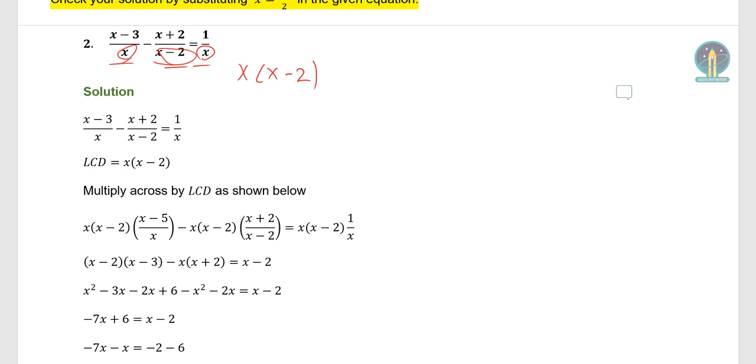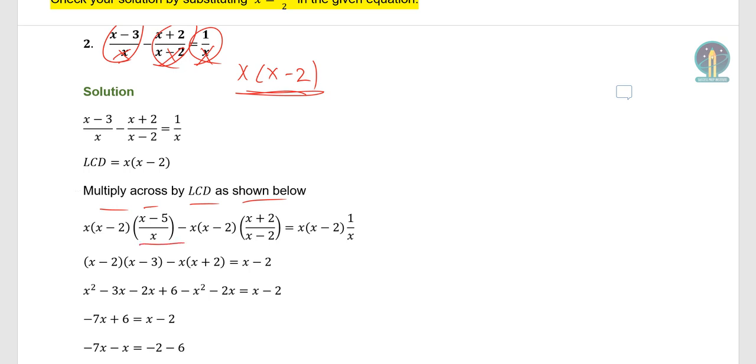If we multiply all three of these terms by the LCD, we can eliminate the denominators while not changing the value of the equation. The equation is still an equation, the equal sign is still valid. We've just manipulated it and rewritten it in a simpler form that we can solve. So multiply across by the LCD as shown below.